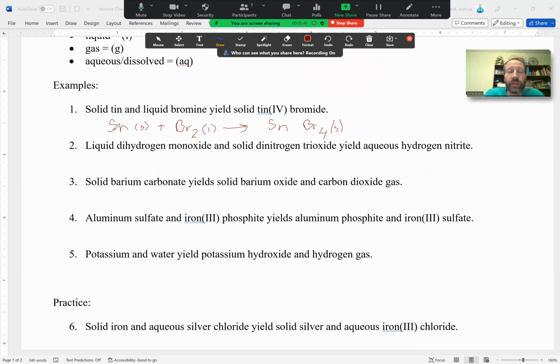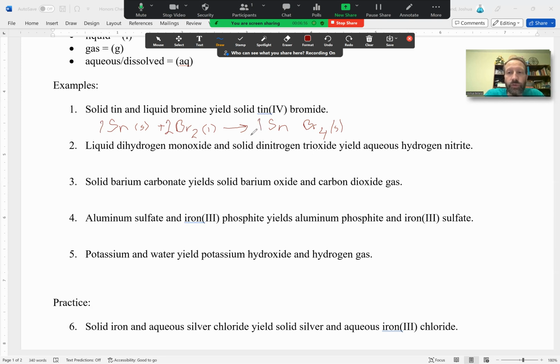I have 1 tin on this side, 1 tin on this side. So far, so good. But I have 2 bromines on this side, the left side, and 4 on the right side. So to make it balanced, to make it the same, literally, I'm going to now add a coefficient of 2. Now I want to make this point. It's not that that's the only coefficient I have. When we don't write a coefficient, just like in math class, there is a 1 there, there is a 1 there, okay?